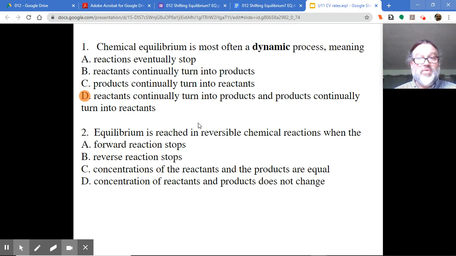Good, question two. Equilibrium is reached in a reversible chemical reaction. Well, how do we know it's at equilibrium? It doesn't start there, but it ends up there, and we know it's there when the concentration of reactants and the products does not change. They don't have to be equal. It doesn't have to mean 50% reactants, 50% products. It can be any sort of reaction. And remember, it's dynamic, so the reaction never stops.